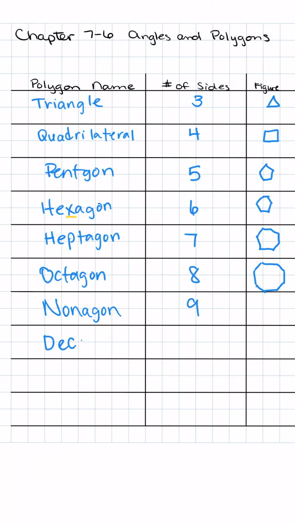10 is a decagon. A decade is 10 years. A decagon is 10 sides. And the last one, 12, is called a, I don't even know if I pronounced this right, dodecagon. And I'm not trying to draw those either. So be aware of these different numbers of sides of polygons and what their proper names are, please.